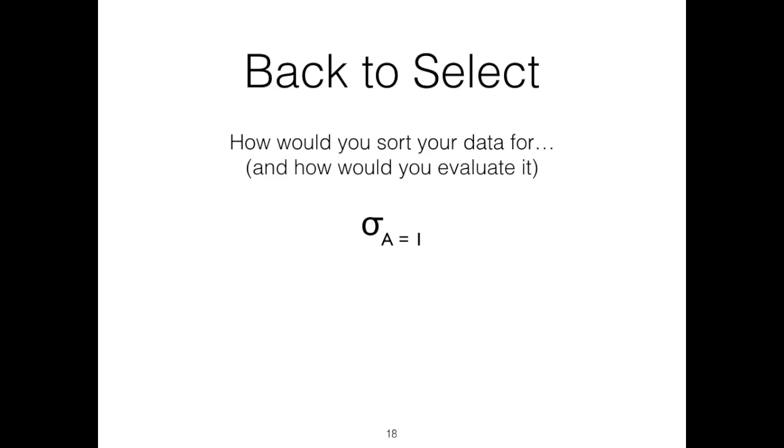So going back to this selection operator, let's go through a couple of really quick mental exercises. Let's say I had some data set and I wanted to find every single value of A that was equal to 1. Say my data was sorted on A. How would I go about looking up values where A is equal to 1?